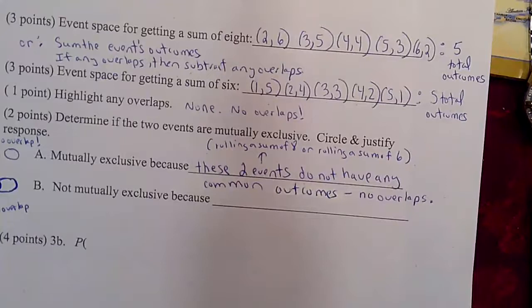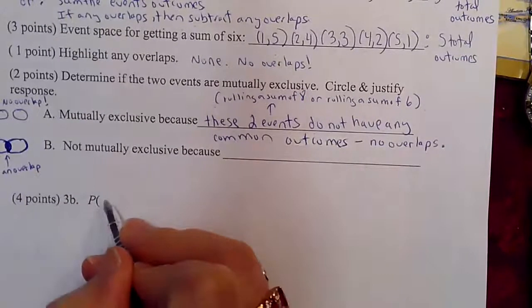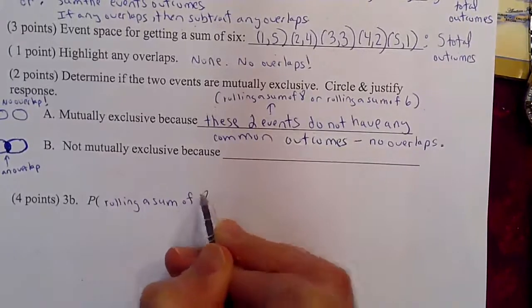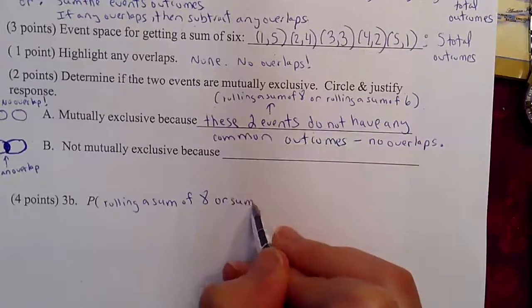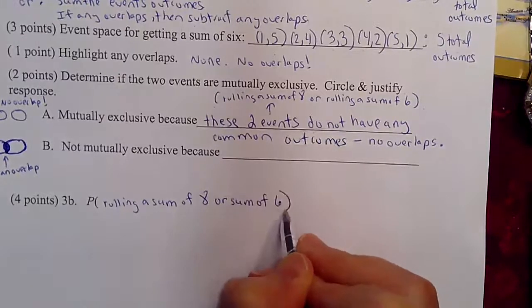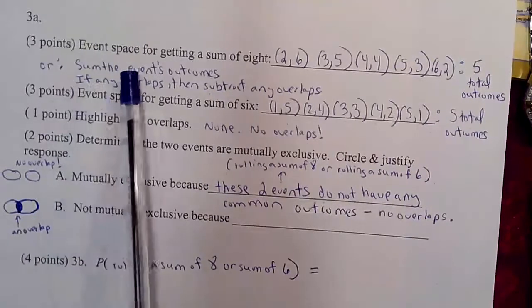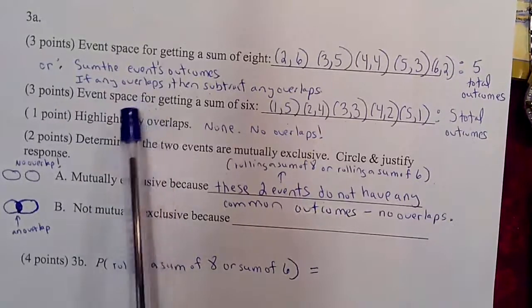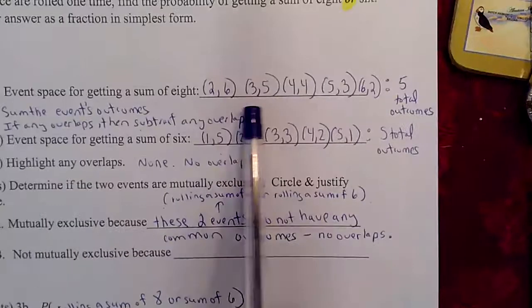Okay, so then when we find our probability, see, the probability of rolling a sum of 8 or a sum of 6. Okay. So what we're supposed to do is sum the events' outcomes, and then we don't have to worry about subtracting. If any overlaps exist, then we subtract any overlaps, but we didn't have any. So we do have to go back and sum the events' outcomes. So remember, this one had 5.